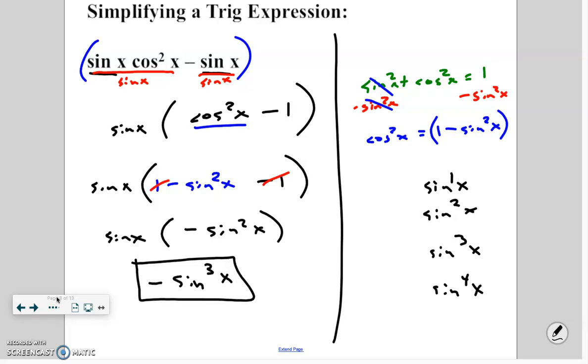Also, what else could we do? I guess technically we could rewrite that as 1 over cosecant cubed x, but I would make the strong argument that that makes it less simplified. That would make it more complicated. All right?